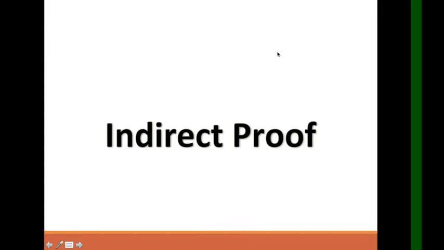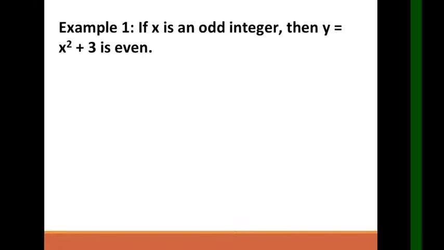Alright. How about indirect proof? So that is the contrapositive of the direct proof. So first, we need to make a contrapositive of this. This will become now our hypothesis. Y equals x squared plus 3 is not even, so therefore it's odd. If, then x minus x is an even integer.